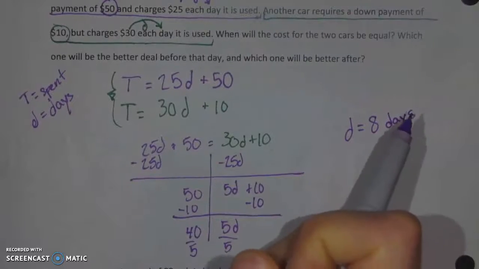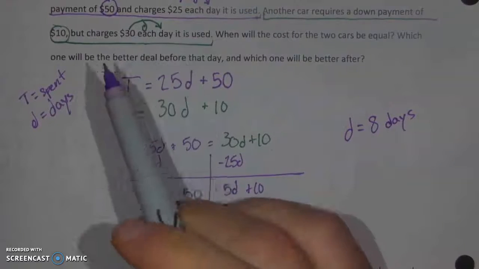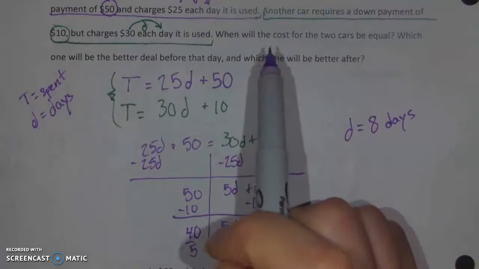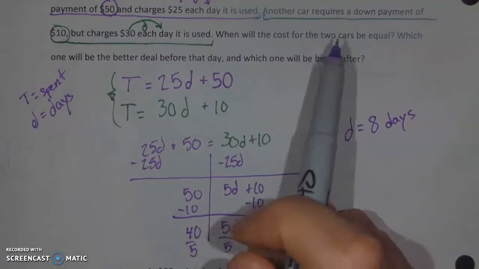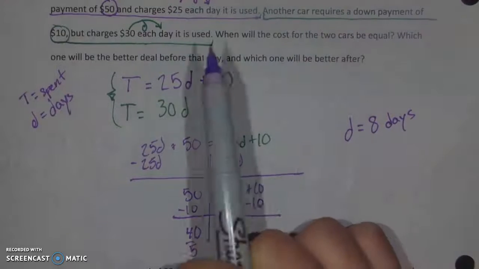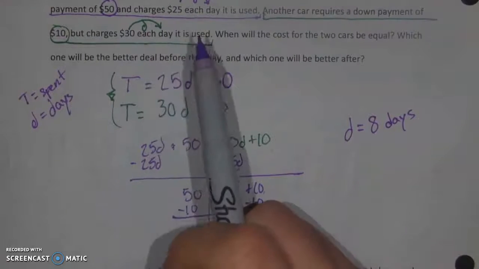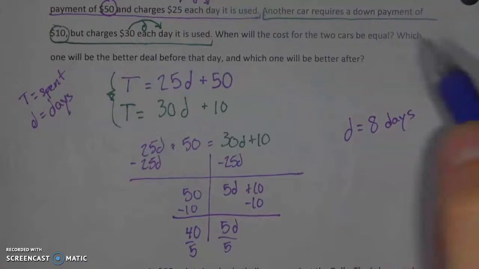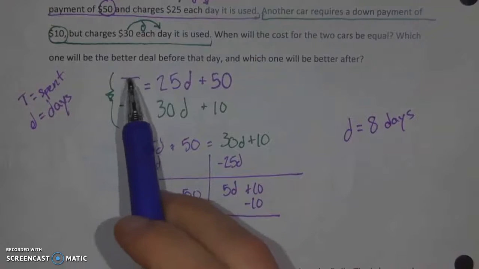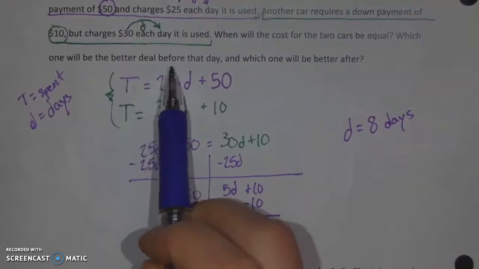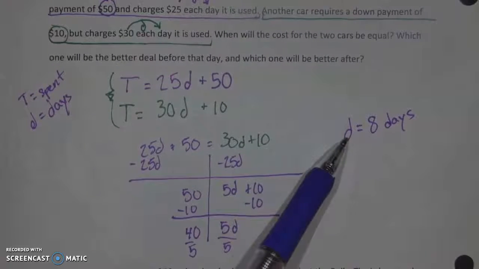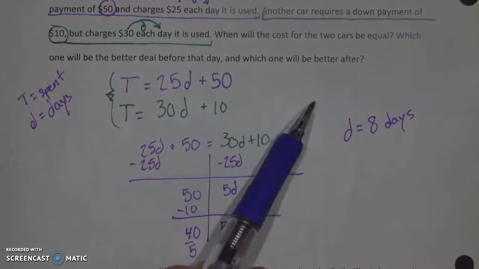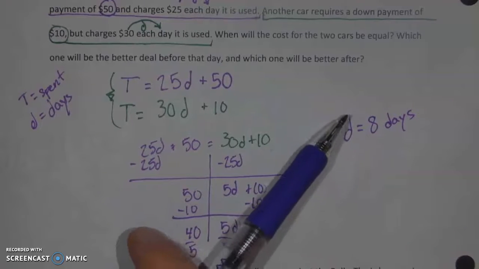And I could work out what the total is, but the question doesn't actually ask that. The question asks, when will the two cars be equal, like in terms of the money spent? Well, at 8 days, it doesn't matter what company I spent money on. The second question, though, is interesting because you can actually do this without doing any specific math. I want to know which one would be a better deal if I stayed like 7 days, and which one would be better after those 8 days had passed.